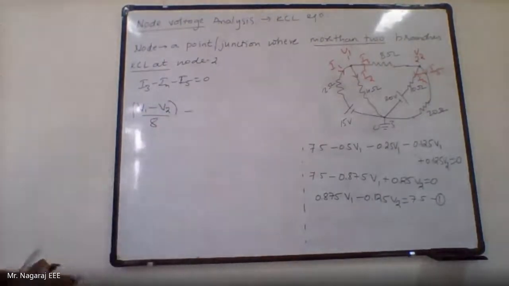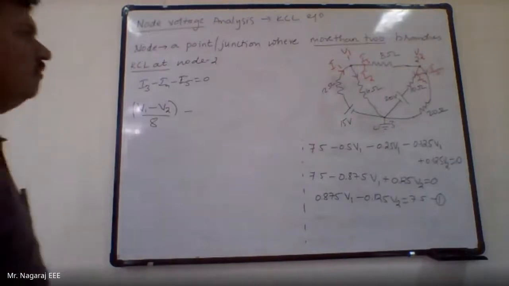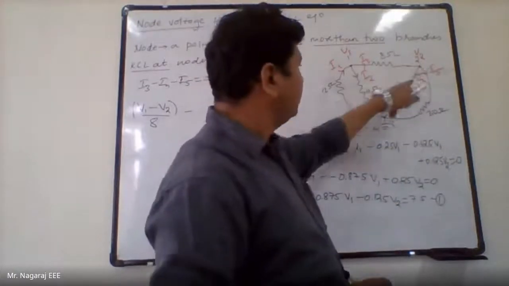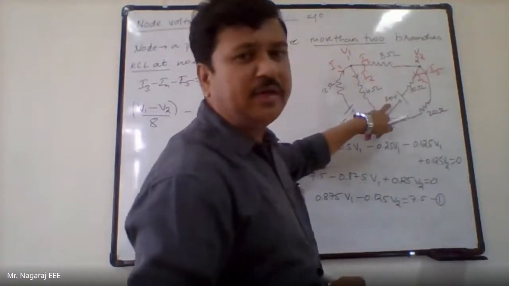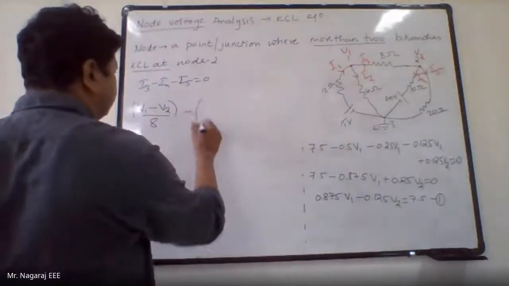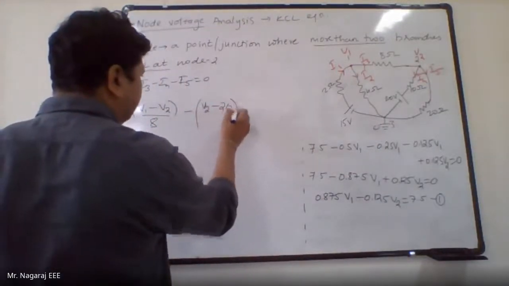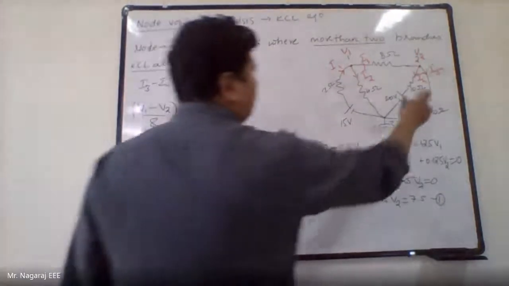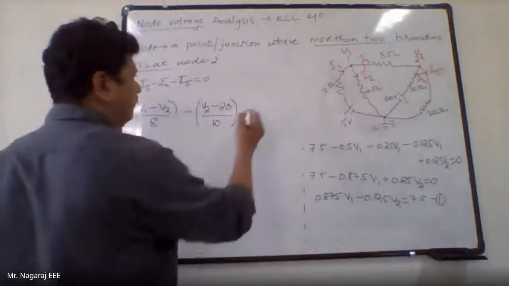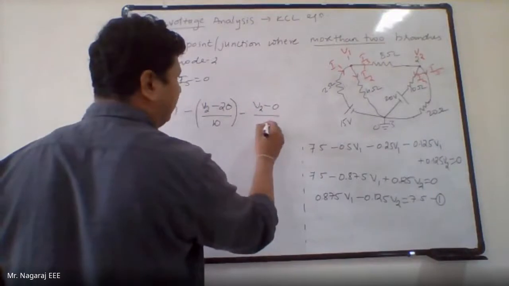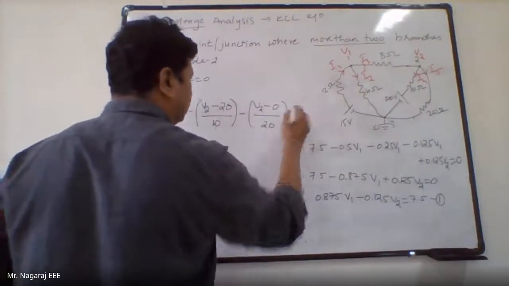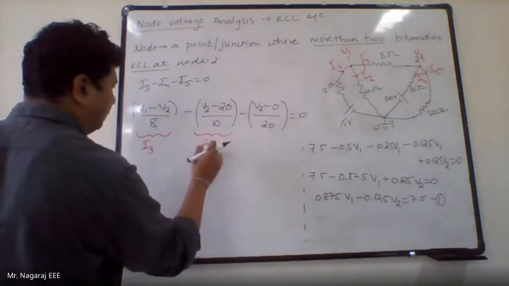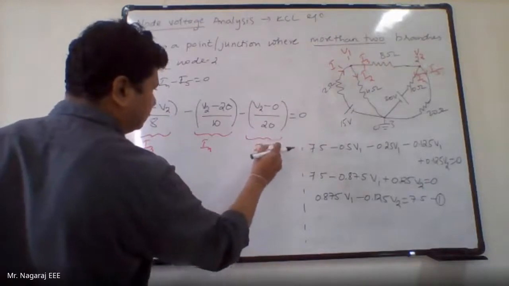Okay. Minus I4. I4 is now from V2 towards 20 volts. So with respect to the direction of I4, V2 is at higher potential with respect to 20. So it will be V2 minus 20 divided by 10. Minus I5 is between V2 and ground. That is V2 minus 0 divided by 20. Okay, so this is I3. This is I4. This is I5.